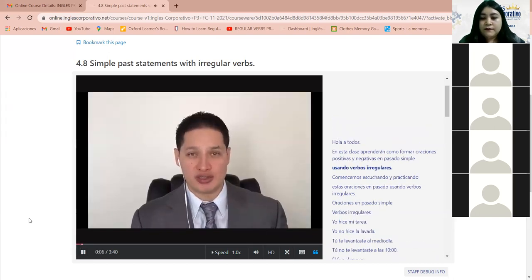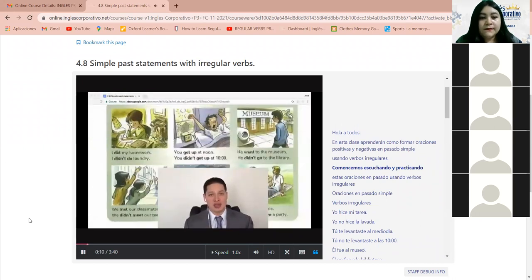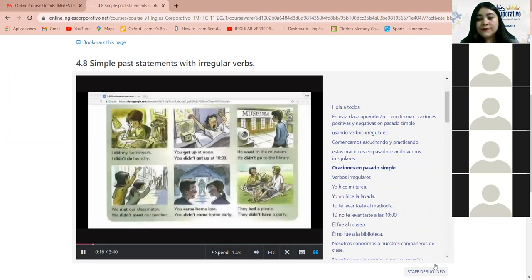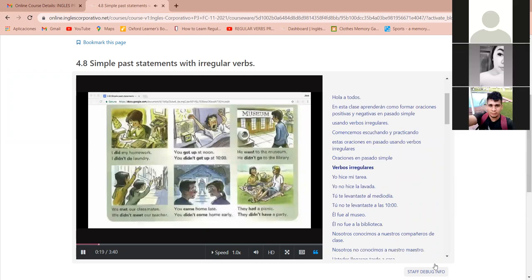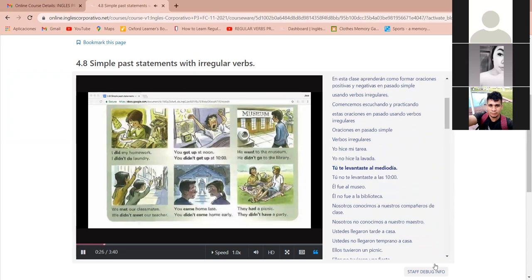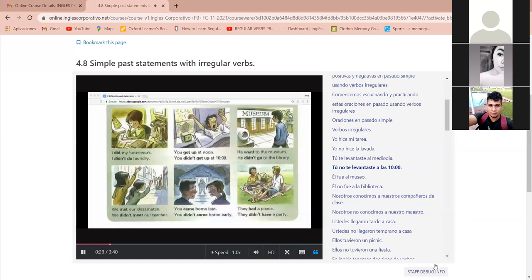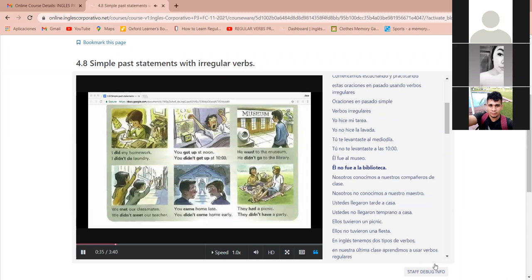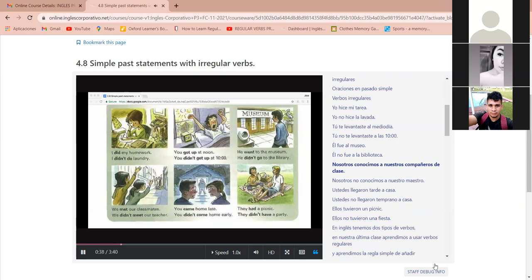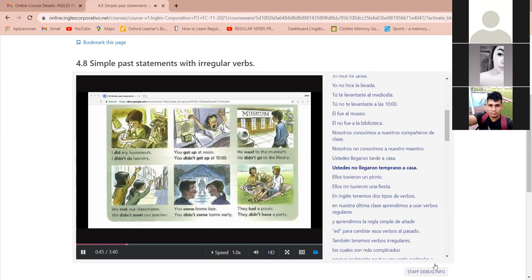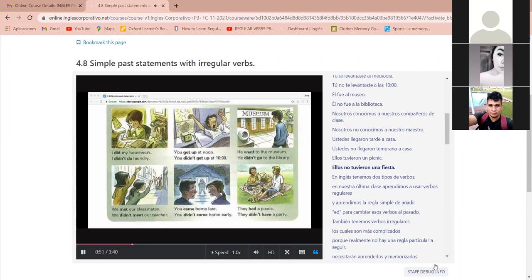Using irregular verbs. Let's get started by listening and practicing the statements in the past using irregular verbs. Simple past statements. Irregular verbs. I did my homework. I didn't do laundry. You got up at noon. You didn't get up at 10 o'clock. He went to the museum. He didn't go to the library. We met our classmates. We didn't meet our teacher. You came home late. You didn't come home early. They had a picnic. They didn't have a party.